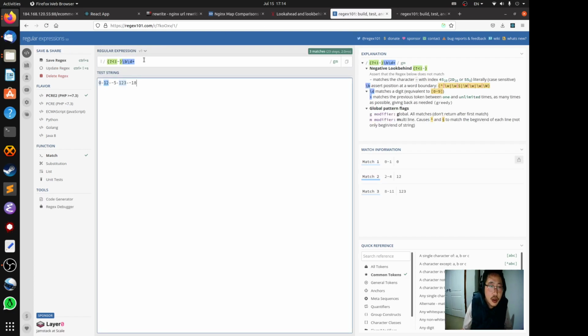So let me try again. There's a digit, 1 or more digits, and there's a boundary before it, a word boundary, and from that boundary, if you look behind, there is no negative sign, and it seems to work. It doesn't work if I do this. It still works.